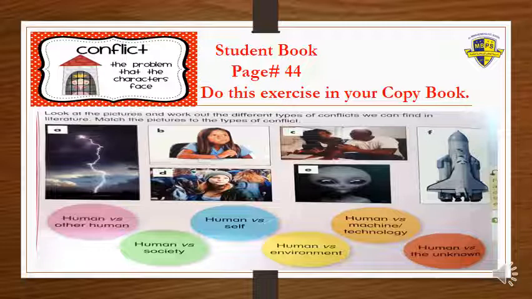After that, you will look at picture A and you will see it goes with what? That it is a picture human versus other human, or is it human versus society and others. Then you will see the picture B and you will see that it goes with what? In the same way, you will match all the pictures with the different types of the conflicts, and you will write the answers in your copybook.